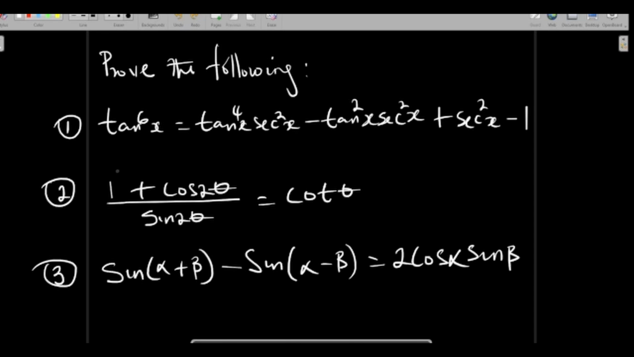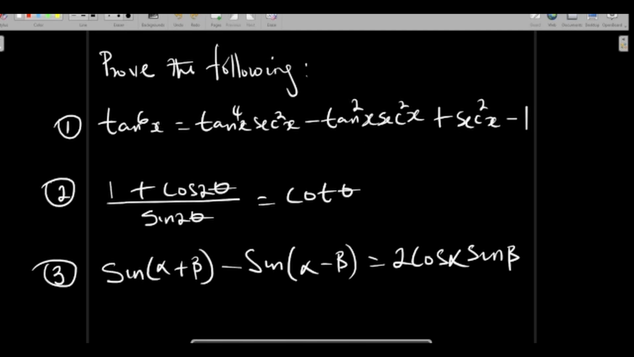The first one we have right here is tan to the power of 6x is equal to tan to the power of 4x multiplied by secant squared x minus tan squared x multiplied by secant squared x plus secant squared x minus 1. How do we solve this problem right now?